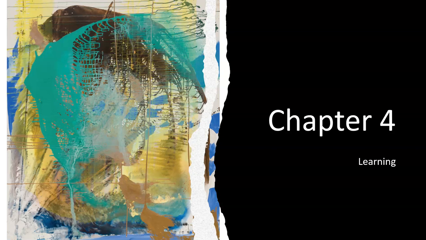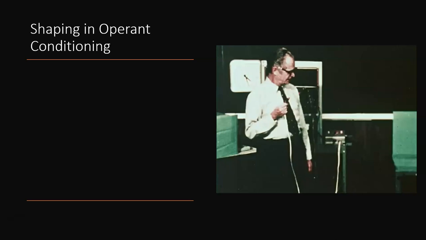This video is part 3 of Chapter 4, Learning, for PSY 110S, the Psychological Sciences. We're going to continue our discussion of operant conditioning by looking at how the process called shaping is done.